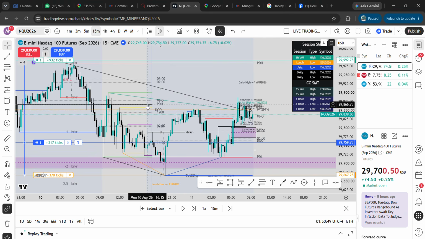See here? AM high SMT, previous day SMT. By who? YM. That means here, US 30, the Dow Jones, took its daily high. At this point in time, you get out the trade. Why? Because pairing has been done. You've gone from previous day high to previous day low to previous day high.